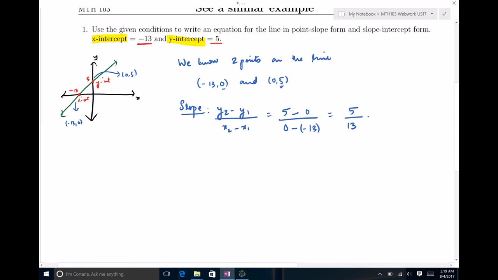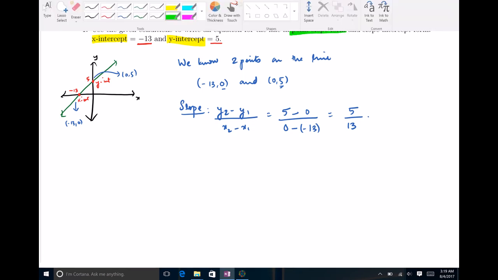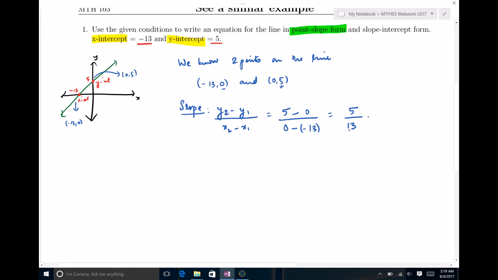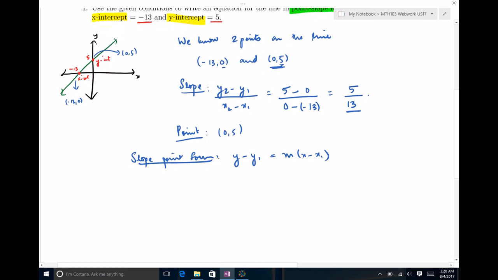Now, the first thing we need to do is find the equation of the line in point-slope form. In order to use the point-slope form, all you need is the slope and a point. You have both of these because this is the slope, and we can pick any one of the 2 points. So I'm going to pick 0, 5. The point-slope form of the equation is given by y minus y1 equals m times x minus x1, m being the slope.